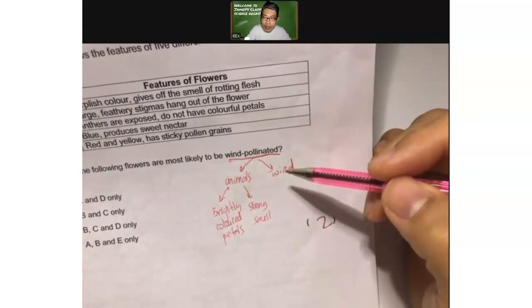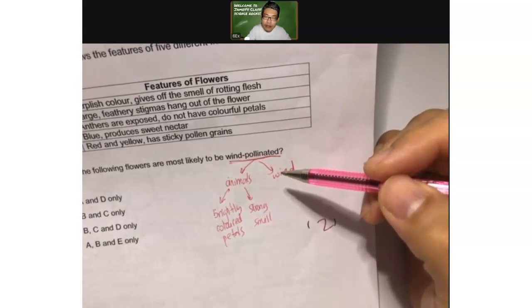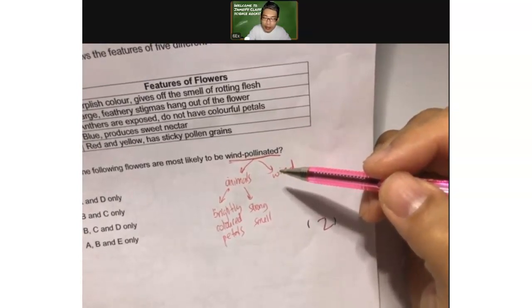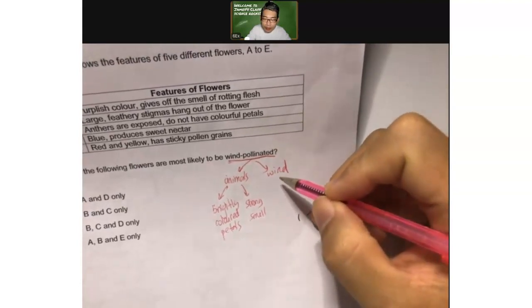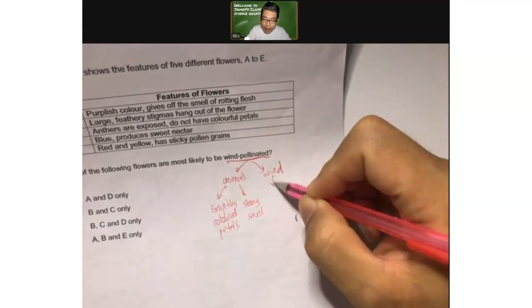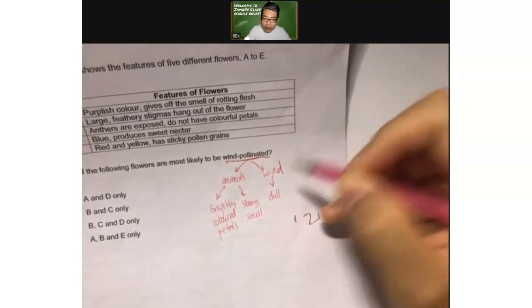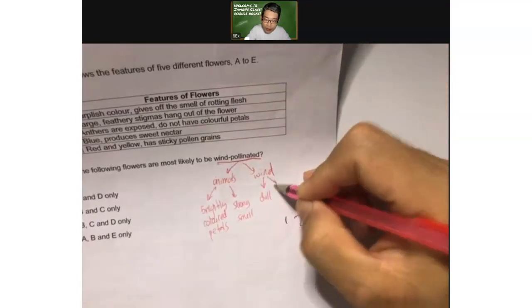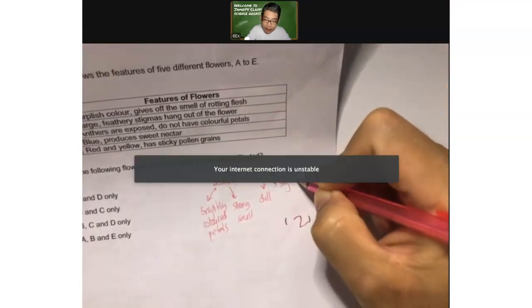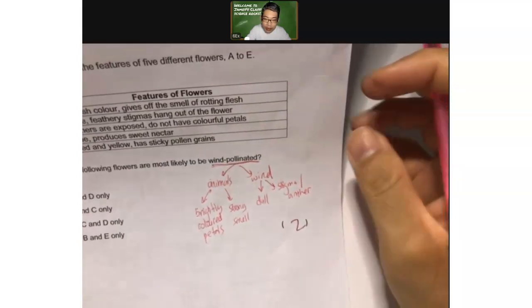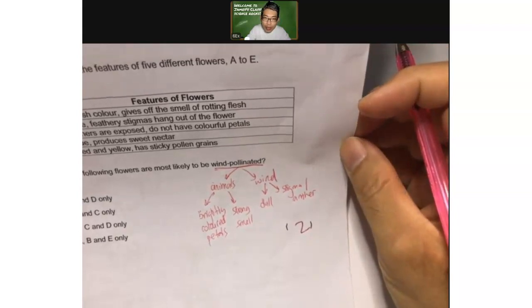Now, what about flowers that are not brightly colored? Flowers that are really small and can't really be insect pollinated can be pollinated by wind. The features of these would be, usually, that the flowers are dull in color. That gives you an indication that it is not insect pollinated. Secondly, the stigma and the anther are likely to be hanging out. Why? They can't be blocked from the wind.